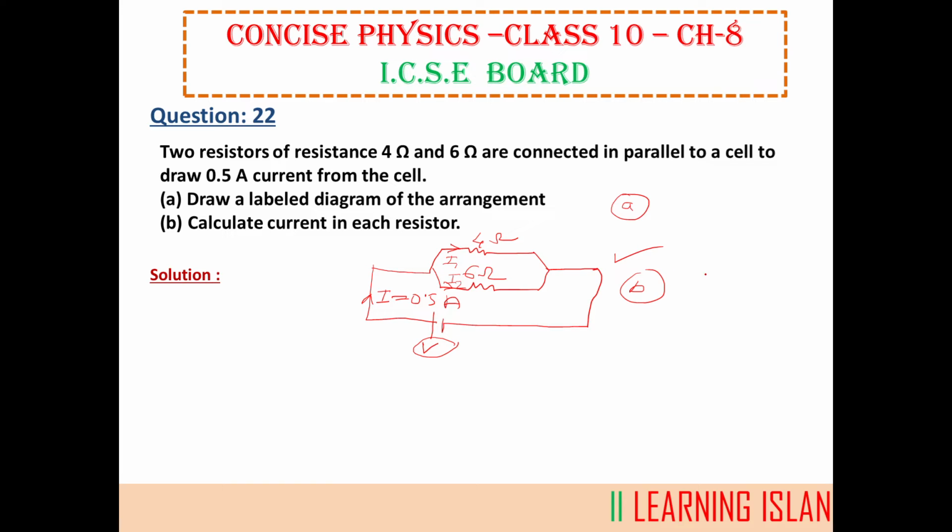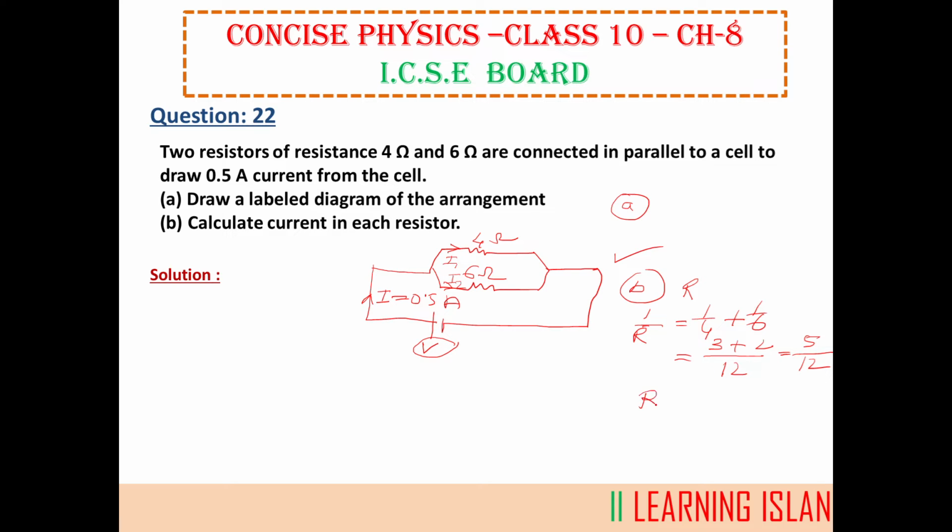So first of all find out the equivalent resistance of the circuit. If the equivalent resistance is R, then we can write 1 by R equal to 1 by 4 plus 1 by 6. On simplification, the LCM is 12. So here you can write 3 plus 2, so 5 by 12.